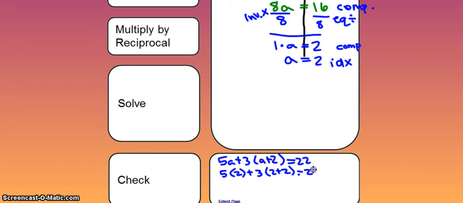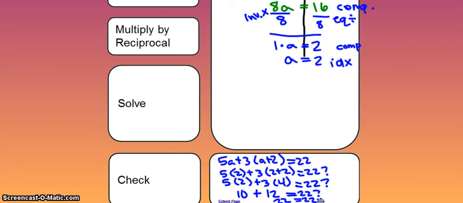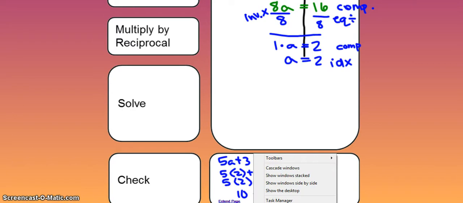Does that equal 22? We do parentheses first, so we get 5 times 2 plus 3 times 4. Does that equal 22? We can do both of this multiplication at the same time. 5 times 2 is 10, so we get 10 plus 3 times 4 is 12. Does that equal 22? Well, in fact, that does equal 22. Woo! Check. Did it right.